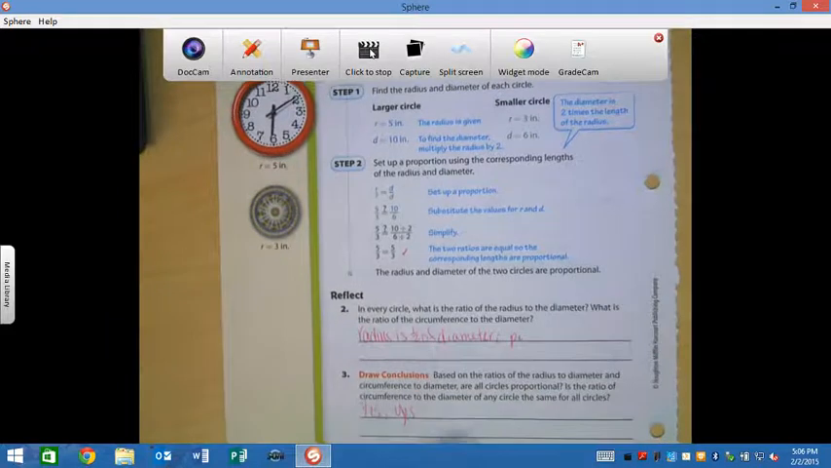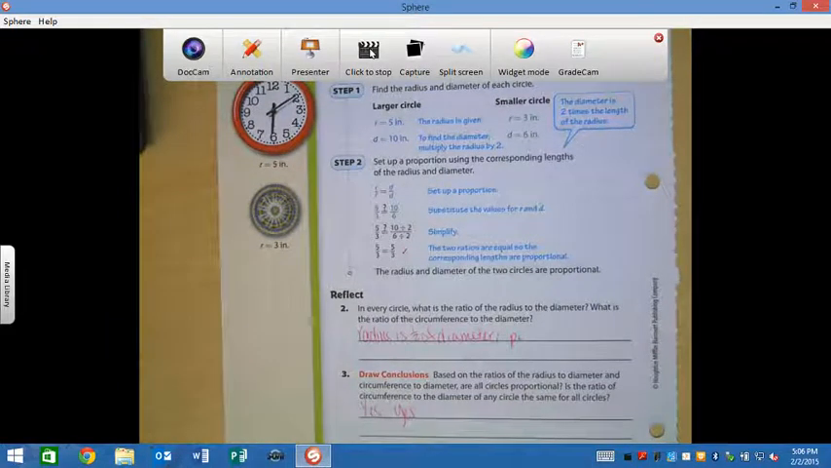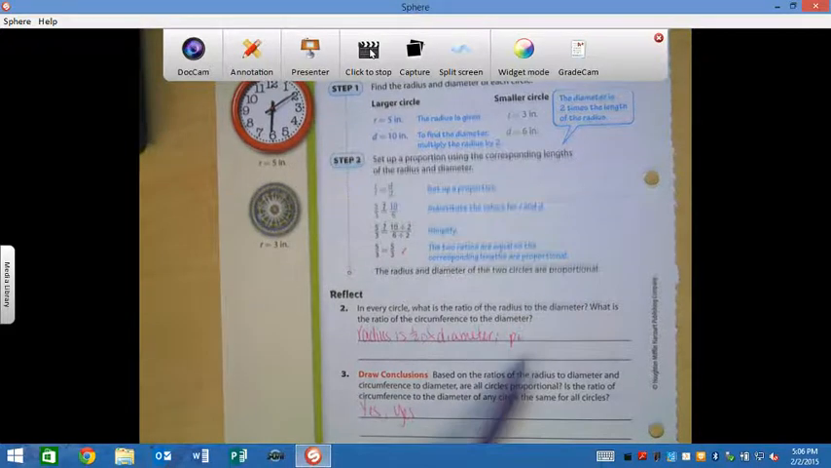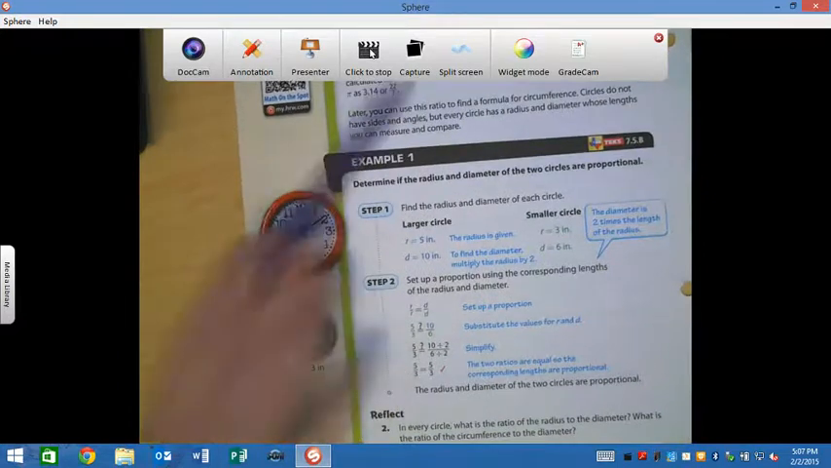Now, obviously, I've already put the reflection answers up here, but in every circle, what is the ratio of the radius to the diameter? Well, your radius will always be half of your diameter. Don't forget that, always. That will never change. What is the ratio of the circumference to the diameter? That's what we call pi. That's what we were talking about up here in this top section.